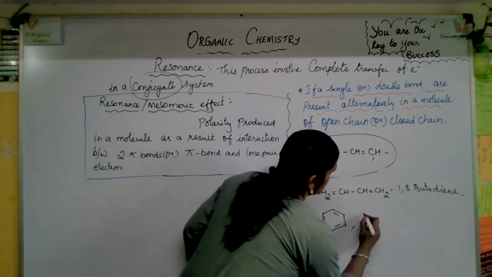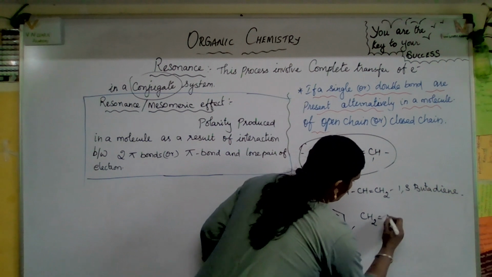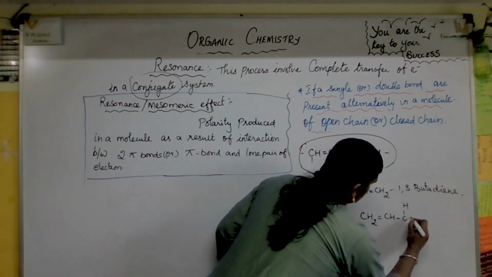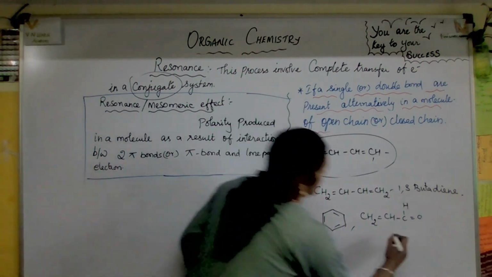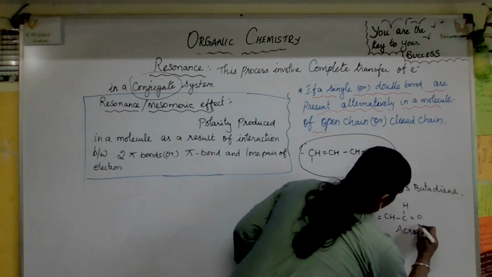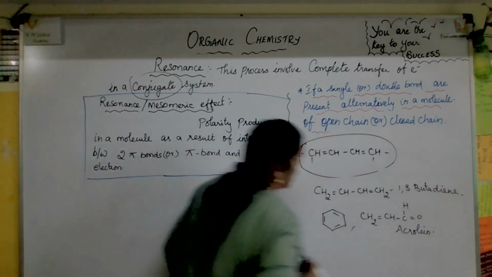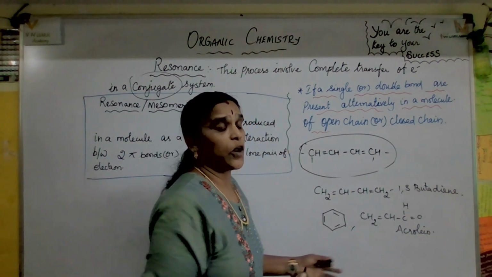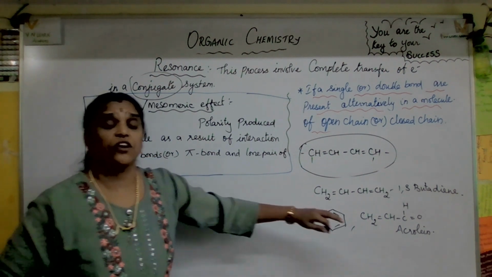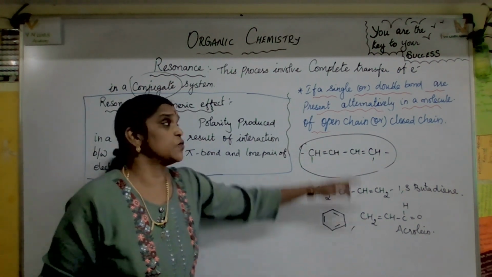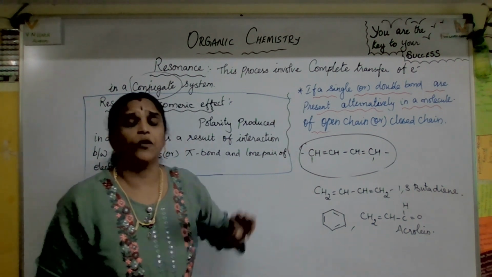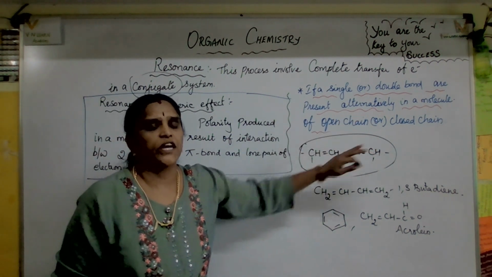Another one: CH2 double bond CH, single bond CH, double bond O. That is acrolein. And one more: vinyl cyanide, vinyl chloride. These compounds also belong to the conjugated system. I hope you got a clear idea about what we mean by a conjugated system.